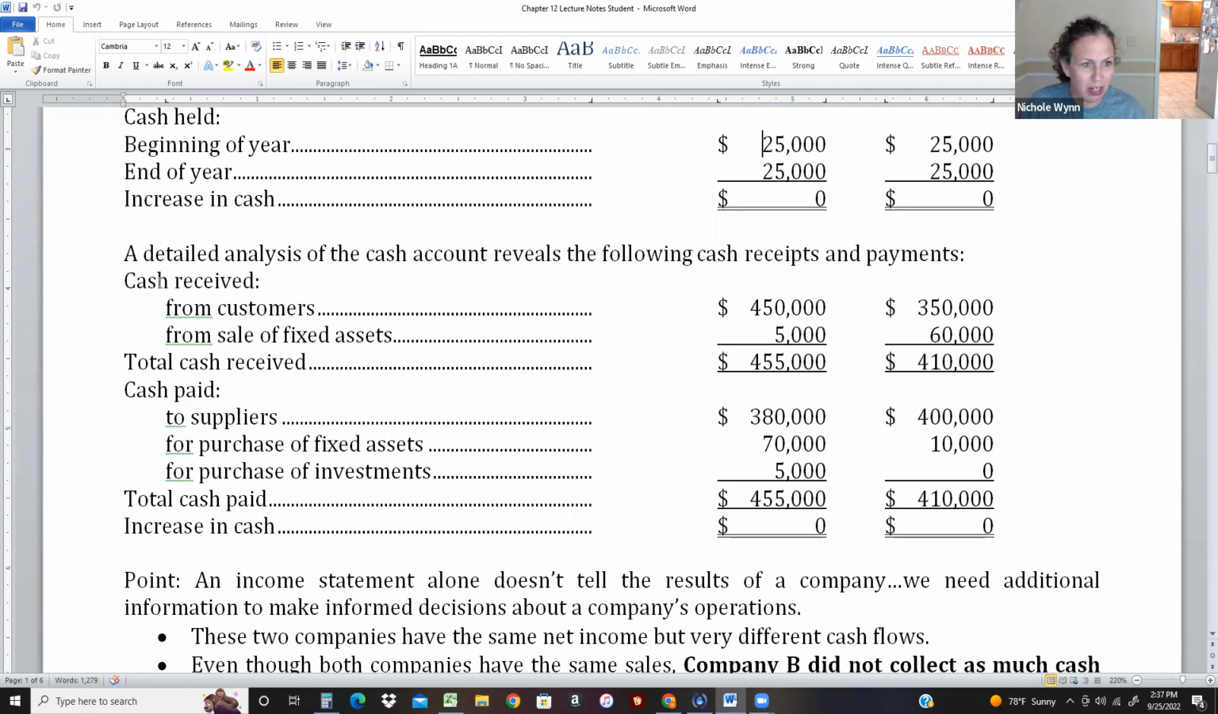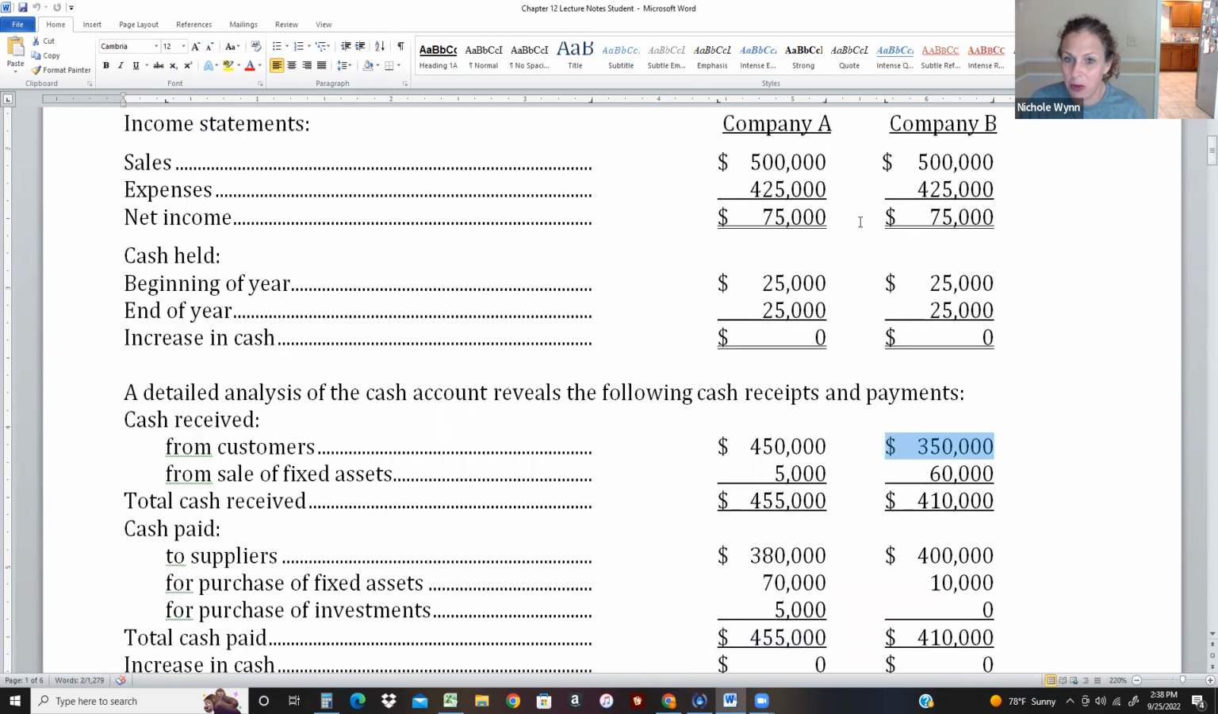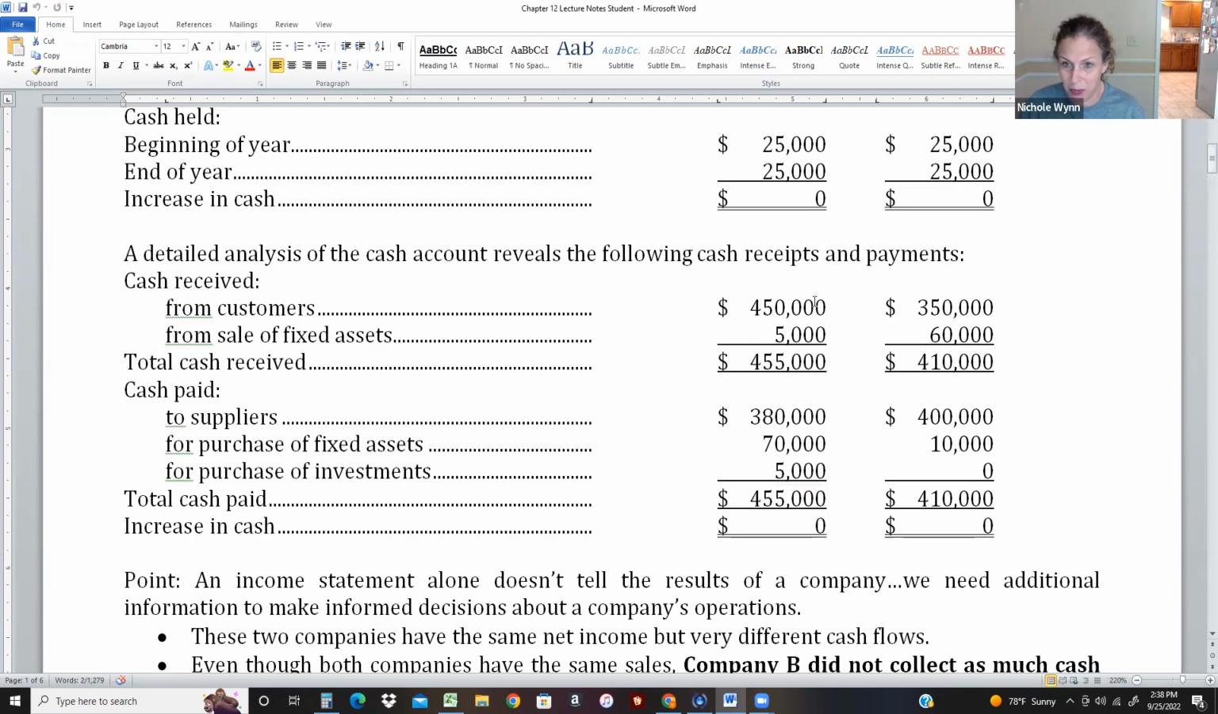And so what we see here is, as far as cash receipts, this company brought in 455 and then spent 455. This company brought in 410 and spent 410. Again, overall, doesn't look bad, right? Because they started and finished with 25,000. But let's look and see where they got their money from and where they spent it. Company A brought in 450 from customers, while company B only brought in 350. If you remember, their revenue was 500 in both situations. So they both made sales to customers of 500, but company A brought in a lot more of the money.